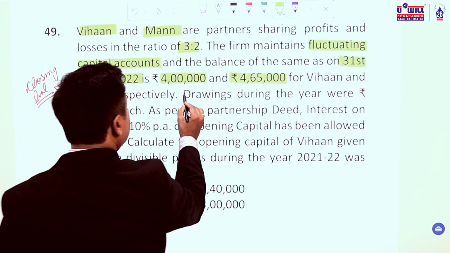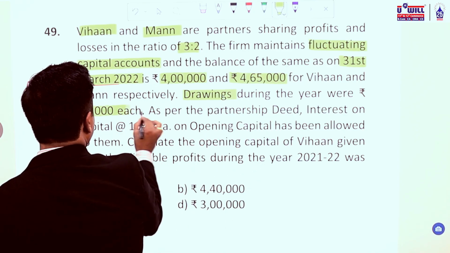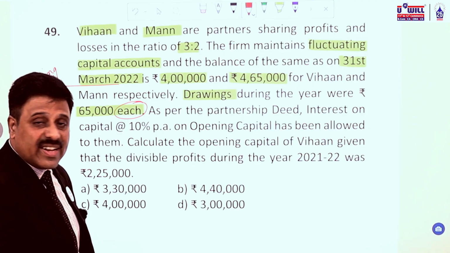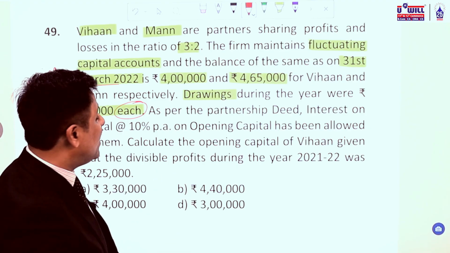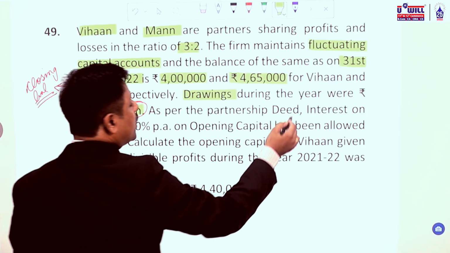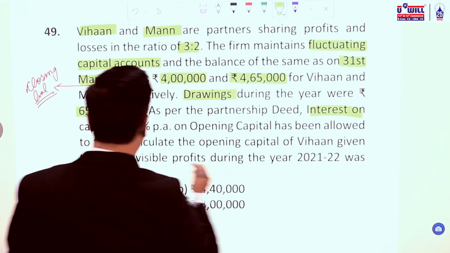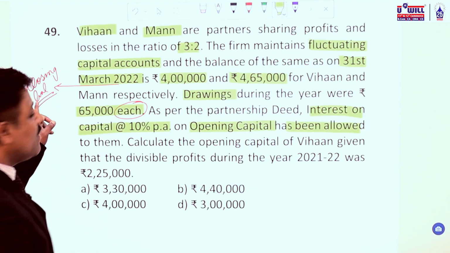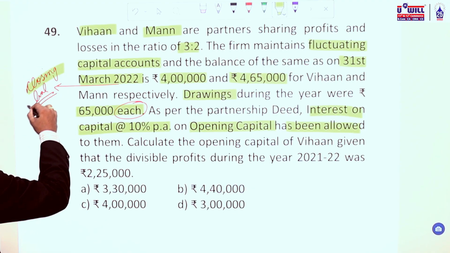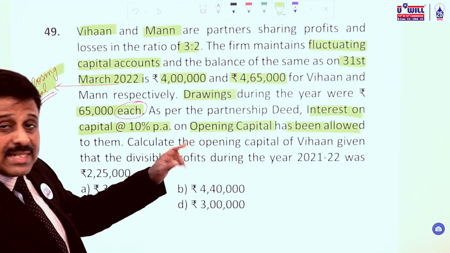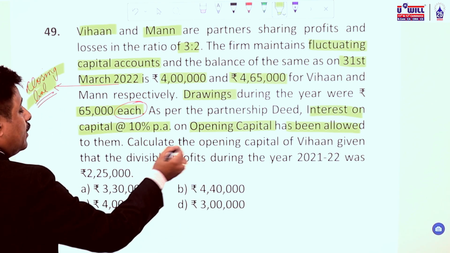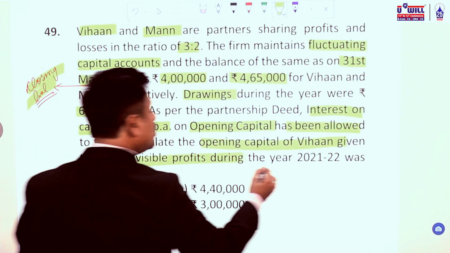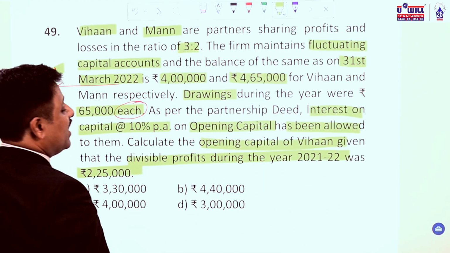Drawings during the year were 65,000 each, means Vihan's drawing is 65,000 and Man's drawing is also 65,000. As per the partnership deed, interest on capital at 10% on opening capital has already been allowed. You are given the closing balance of capital, and the 10% interest on opening capital is already allowed in that. Calculate the opening capital of Vihan given that divisible profits during the year were 2,25,000.